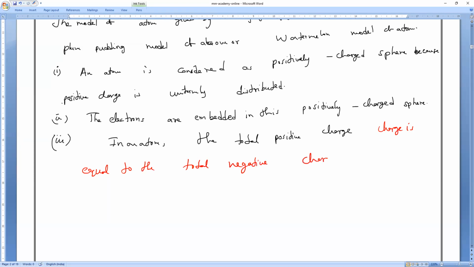What is the purpose? Anybody can tell me? Why does it have an equal amount of positive charge and negative charge? To maintain the what? Electrical stability. Yes, electrical neutrality. That is what I wanted. I hope you all are clear. Any doubt? Anybody can ask. Understand?